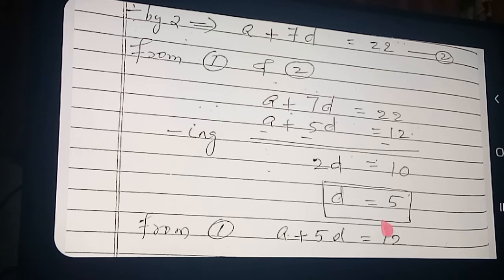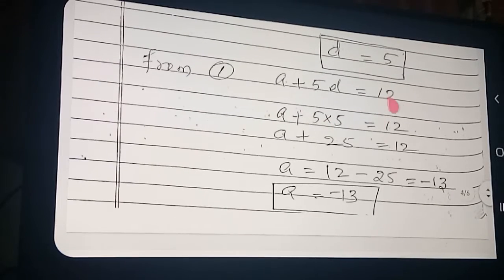Now from either the first equation or the second equation, you find out the value of A. So I have taken the first equation. From equation number 1, A plus 5D is equal to 12. So in that equation, which value did I keep? I kept the value of D. So A plus 5 into 5 is equal to 12. Therefore A plus 25 is equal to 12. Therefore A is equal to 12 minus 25. That is A is equal to minus 13. You got the value of D and you got the value of A, minus 13. Clear? Okay. So A and D got now.